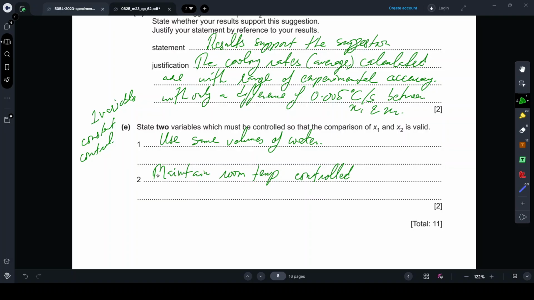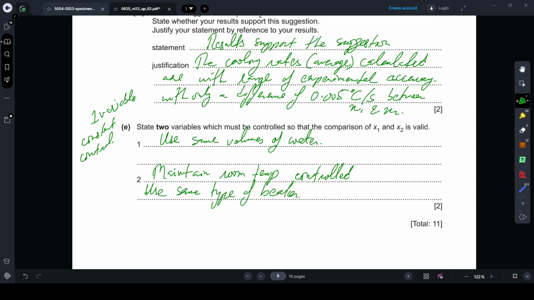Well, you thought of something to do with temperature, and so also use the same type of beaker, right? So the material of the beaker. Have in mind that you have to use the same type of, what do you call the things that you're gonna use for the experiment.